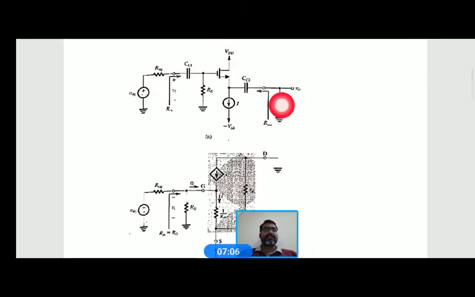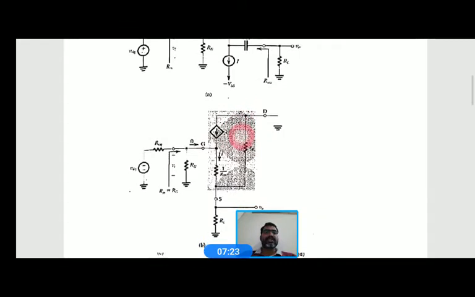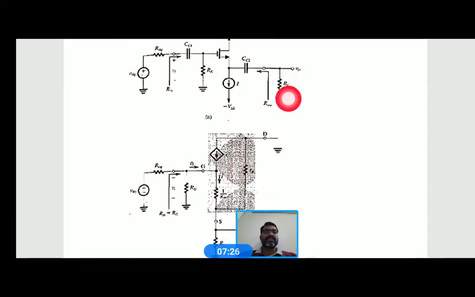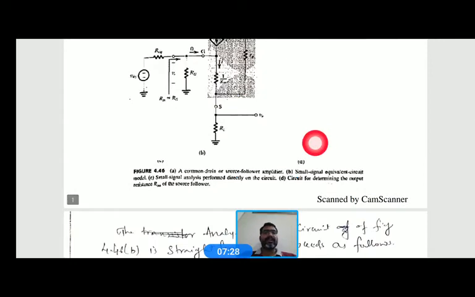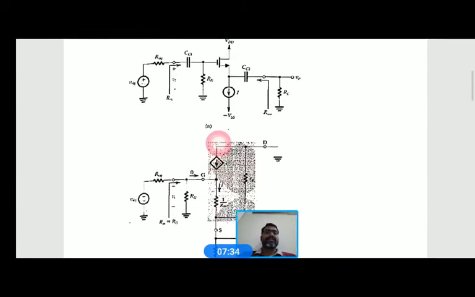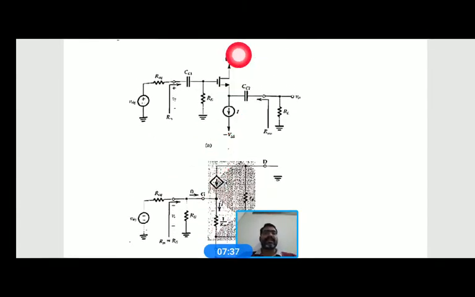You can see we are making VDD 0 and VSS 0, hence they are short circuited, and the current I, which is 0, we place as open circuited, so it will not be there at the source side. And since this is short circuited, only the resistor RL will be connected to the source. At the drain you can see VDD is directly connected to ground, it is short circuited, so there is no VDD, and the drain is directly connected to ground.